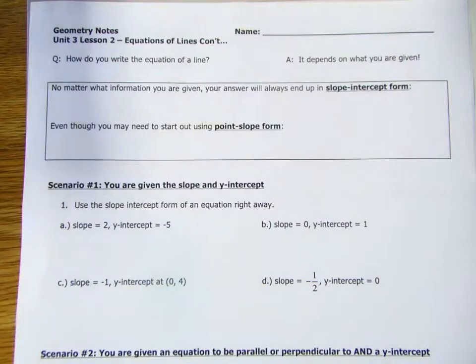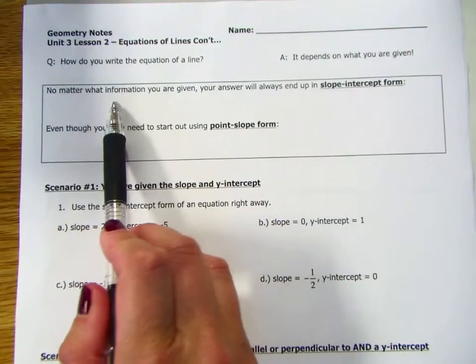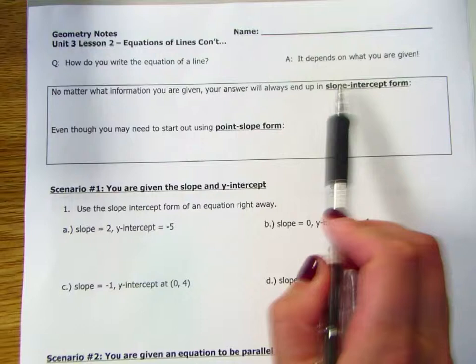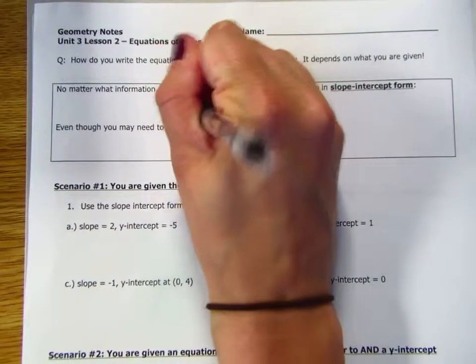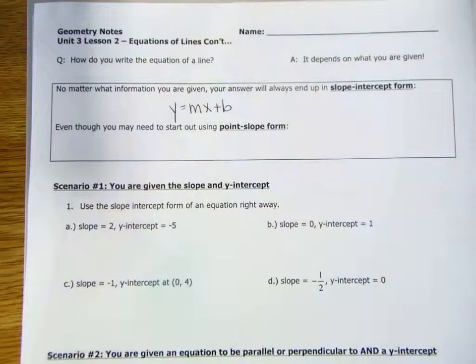All right, so like I said, what we are focusing on today is writing the equations of lines. Depending on the information that you are given will determine how you go about writing your equation. No matter what information you are given, we want to always write our final equation in slope-intercept form, which is y equals mx plus b.